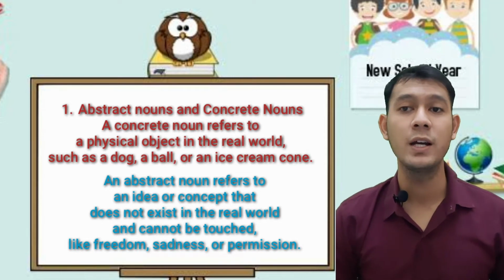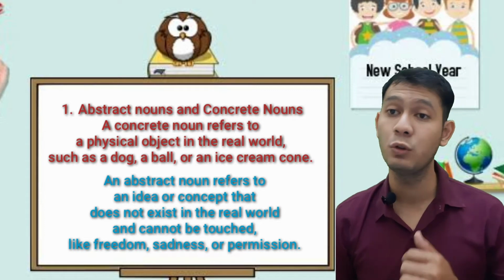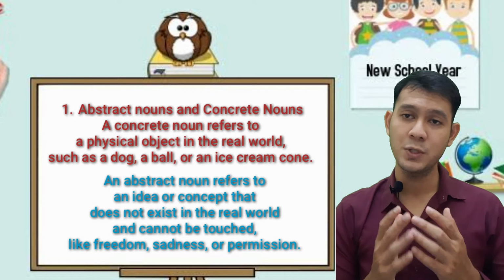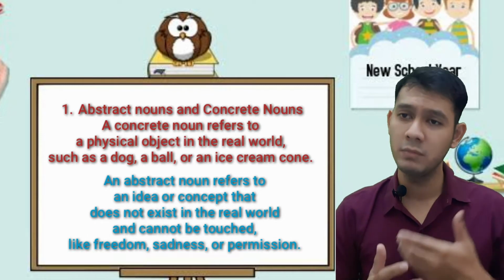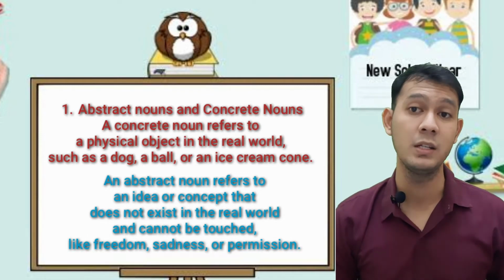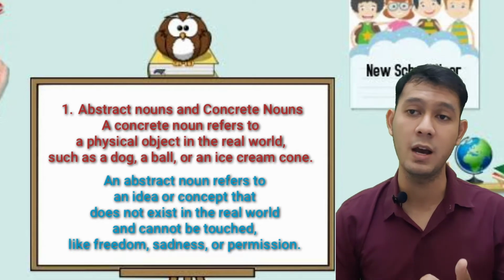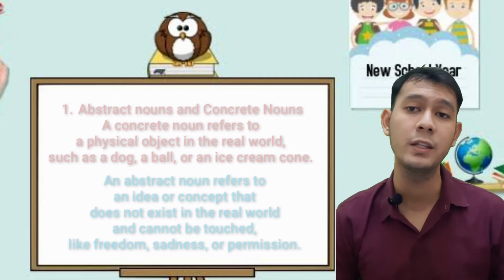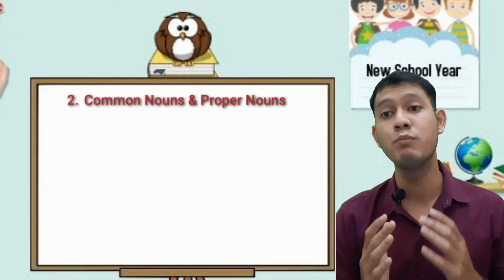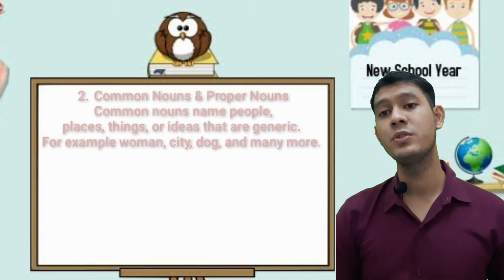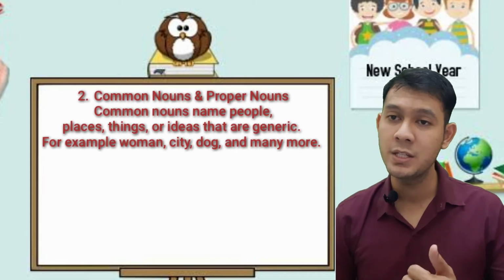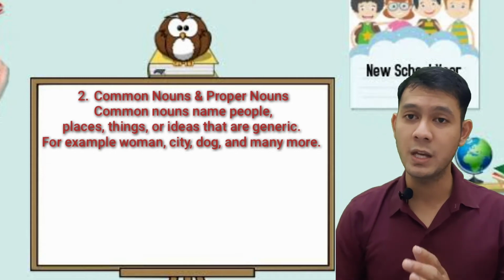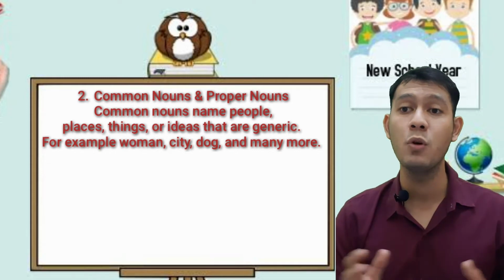Jadi, concrete noun adalah sebuah kata benda yang memiliki bentuk fisik, seperti kursi, meja, buku, dan lain sebagainya. Sedangkan abstract noun adalah kata benda yang tidak mempunyai bentuk fisik dan tidak dapat disentuh tentunya, seperti kesedihan, kebahagiaan, kebebasan, dan lain sebagainya. Yang kedua kita punya common nouns dan proper nouns. Common nouns name people, places, things, or ideas that are generic. For example, woman, city, dog, and many more.